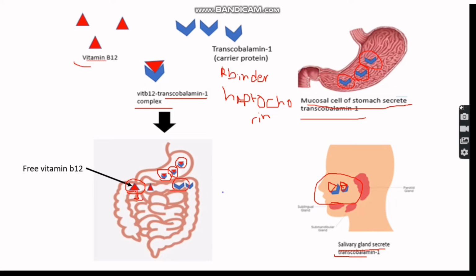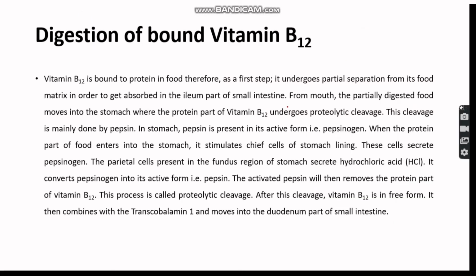and then vitamin B12 will be easily absorbed by the enterocyte that is present in the small intestine. Okay? So this is how the free vitamin B12 that is present in supplements is being digested by our body. It binds to its carrier protein, which is produced by our stomach and salivary glands, and this complex will remain bound unless or until it enters the small intestine. In the small intestine, vitamin B12 will be released from its complex and then easily absorbed.